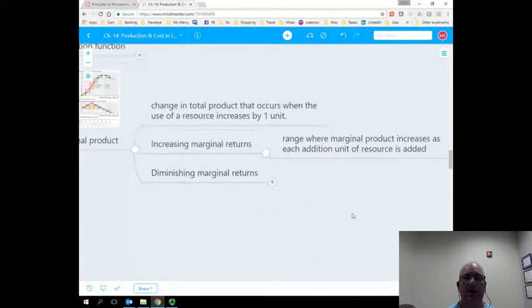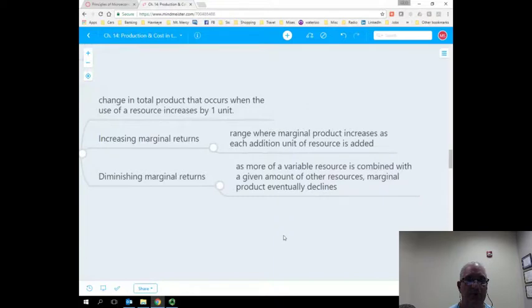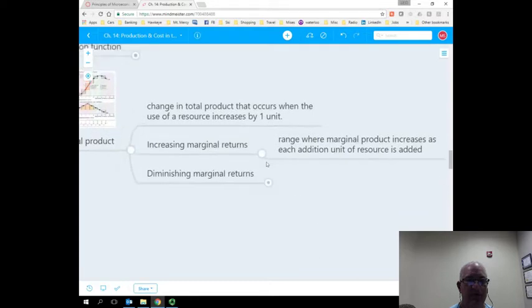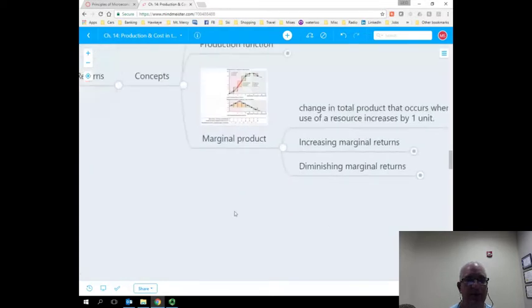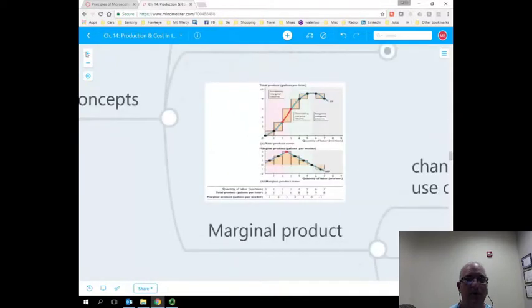Within this scenario, we see increasing marginal returns. This is a range where marginal product increases for each additional unit of resources added. So we start out with increasing marginal returns, and we transition over to diminishing marginal returns. In this situation, as you keep adding resources, your marginal product starts declining. So there are periods of increasing returns in the beginning and then decreasing. We'll look at this briefly on the graph.